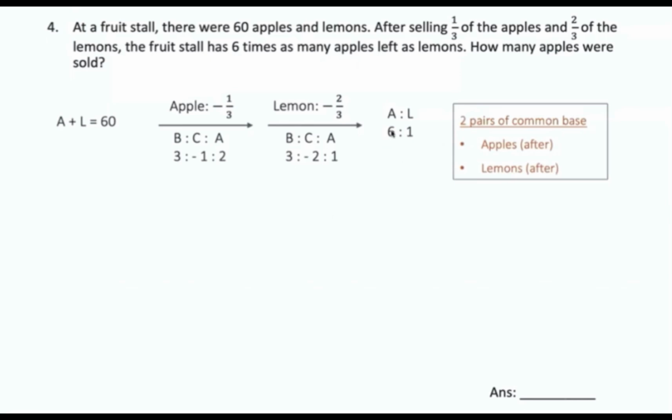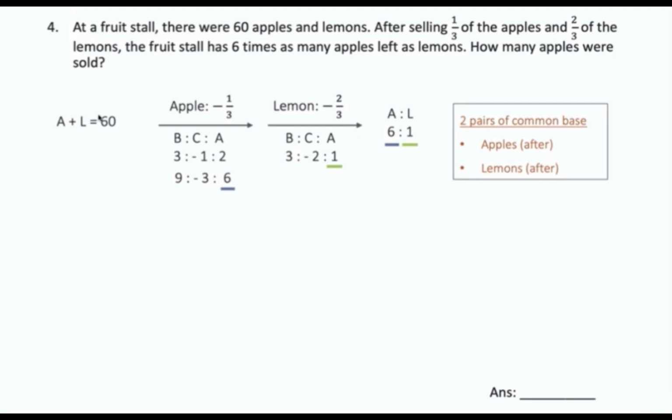So let's make them the same. Let's make apple the same. Make it to 6 times 3 across. Okay, lemons is already correct. So nothing further needs to be done for the lemons. So I've got a common base. Step 2 done. Step 3, look for a value, which is this 60.